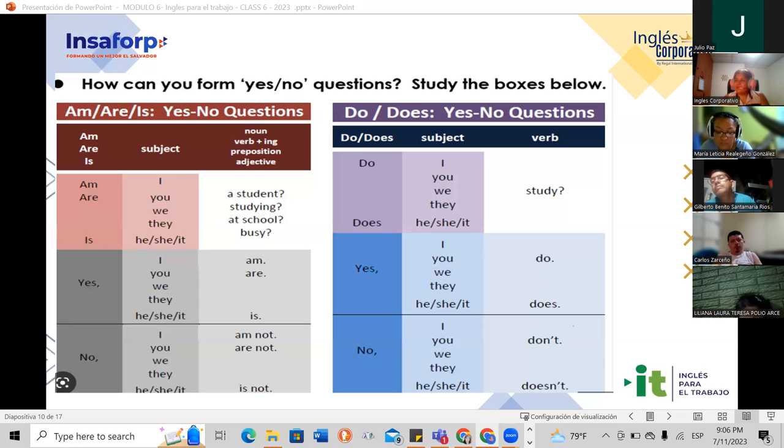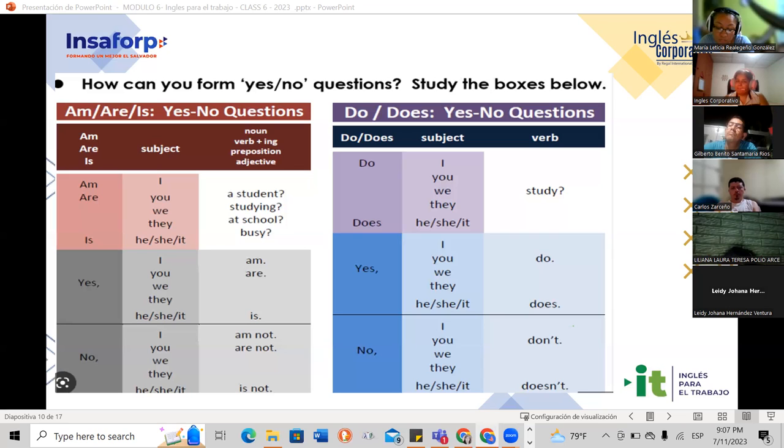Continue. Is correct. You are providing examples with a verb to do using third person, singular or plural. It's okay. But the question is why we're going to use do and does. Teacher, we use do and does when I need to do a question, and when we use verb of action to describe, right? To describe what are you doing, right? Yeah. Okay.